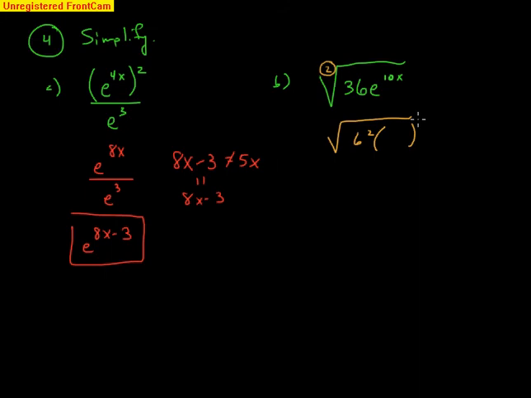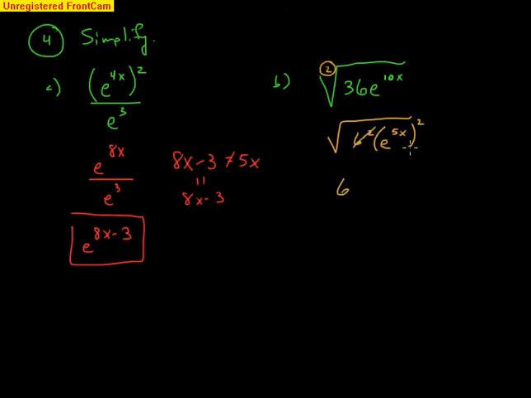And what can I square to get e to the 10x? Well, remember, you're going to multiply your exponents. So the question is, what times 2 gives you 10x? Well, I think 5x times 2 will give you 10x. And that's true. So what happens?